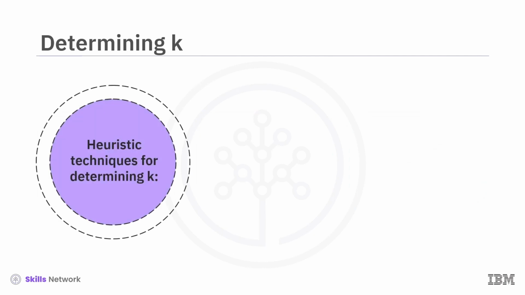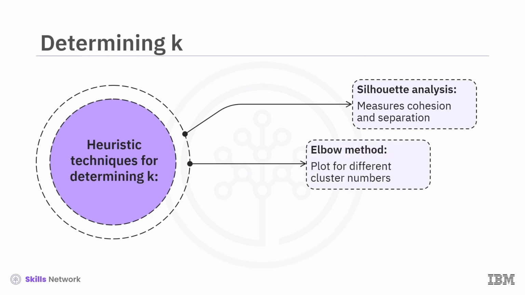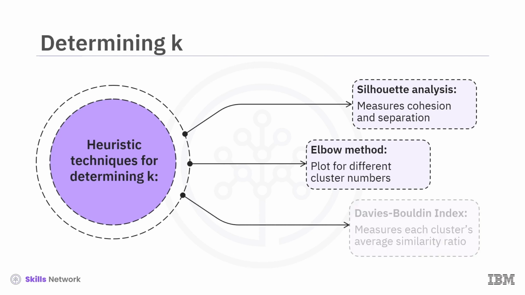Some heuristic techniques for gauging k-means performance for a given k include silhouette analysis, which measures how similar a data point is to its cluster, known as cohesion, compared to other clusters, known as separation. The elbow method is a plot of the k-means objective function for different numbers of clusters, and the Davies-Bouldin index measures each cluster's average similarity ratio, with the cluster most similar.